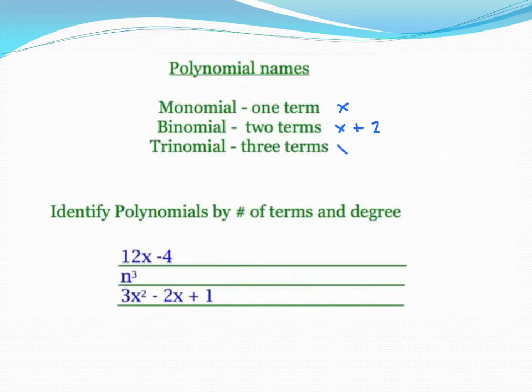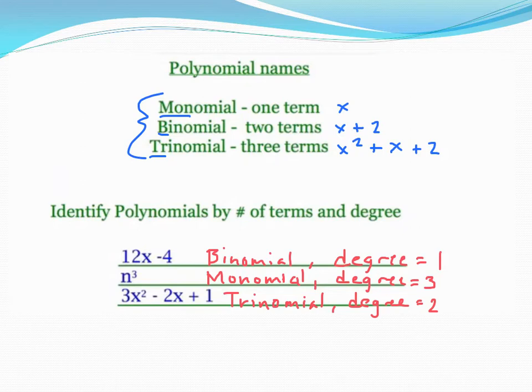Trinomial would be three terms. So let's say I go x squared plus x plus 2. Notice how I have three monomials added together. Three terms, trinomial. Tri means three, bi means two, mono means one. All right, so let's look at these examples, see if we can identify it. What I want you to do right now, using these notes, is pause, and tell me what is the degree and what is the name of this polynomial based off of the number of terms. So you're going to use these three names, and then what's the degree? So pause the video.